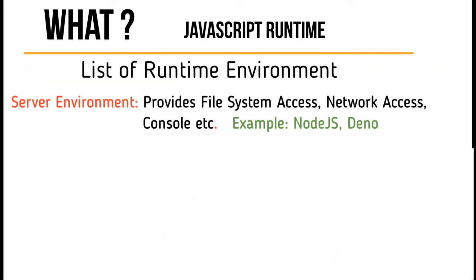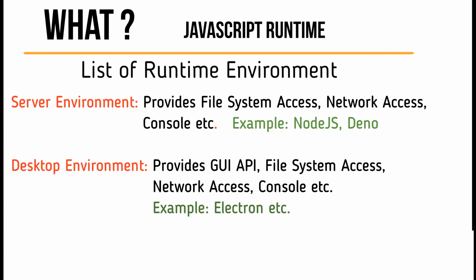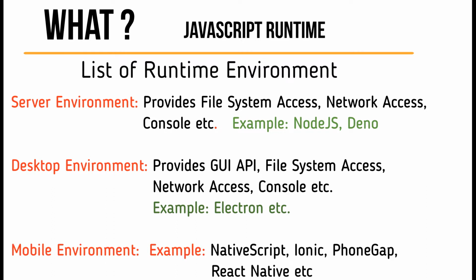Server environment provides file system access, network access, console-based operations. Examples: Node.js and Deno. Desktop environment provides graphical user interface APIs, file system access, network access, console applications. Example: Electron. Mobile environment, examples: NativeScript, Ionic, PhoneGap, React Native, and more.